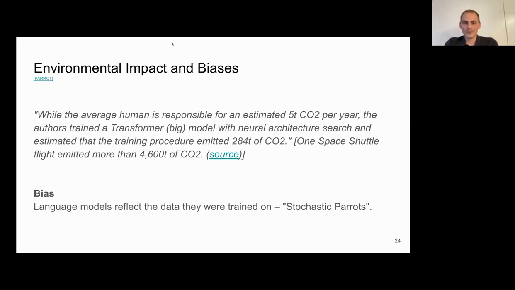But yeah, there was a bit of tumult in the news, in the machine learning news, let's say.